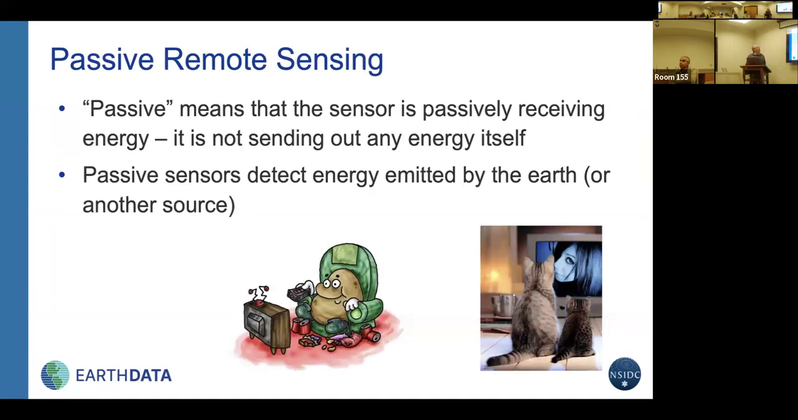All right, so types of remote sensing. Passive remote sensing means that the sensor is passively receiving energy. It's not sending out any energy itself. It's just capturing the energy, either reflected or emitted by the Earth or the atmosphere. So it's basically like a couch potato sitting there looking down and collecting the energy.